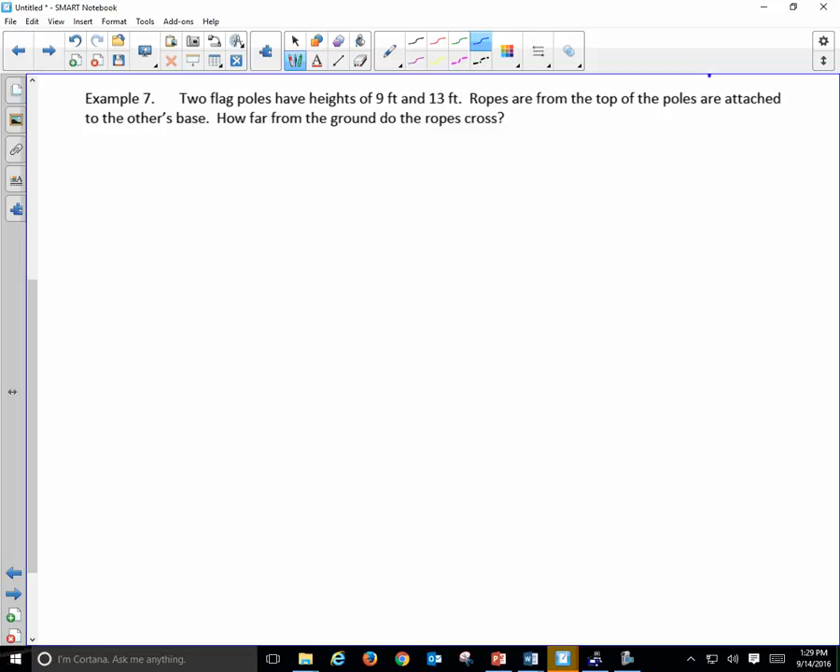So when I encountered this problem a few years ago, I solved it 3 different ways. And in 2 ways I solved it, I don't think that you really would have understood very well. And so we're going to go to a third approach, which I think is a very powerful approach in mathematics. And I think it's one you probably haven't seen before. So we have 2 flagpoles of heights 9 and 13.